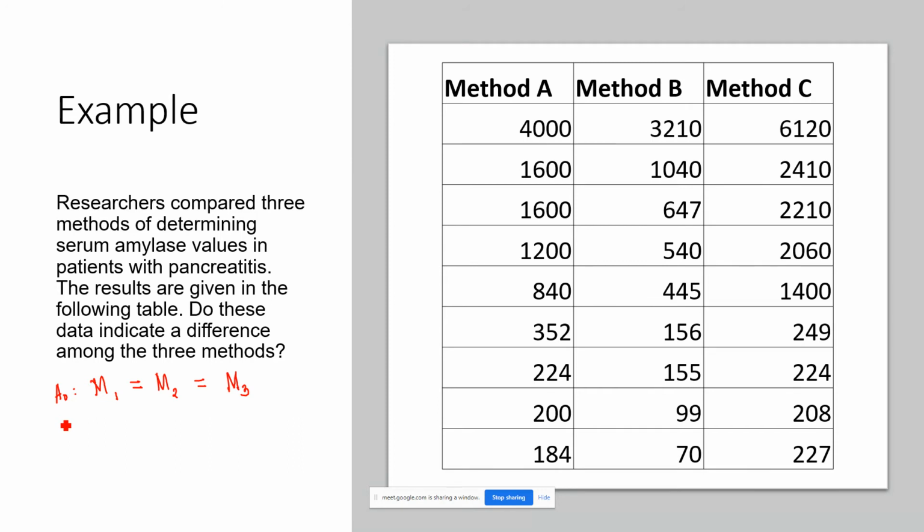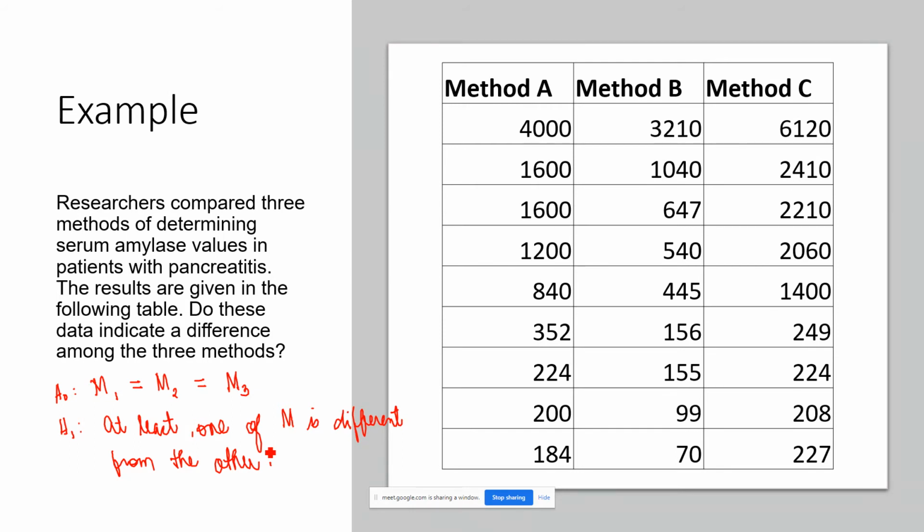Okay, and our alternative hypothesis would be that at least one of the medians is different from the others. Okay. So that is how we are going to state our null and alternative hypotheses.